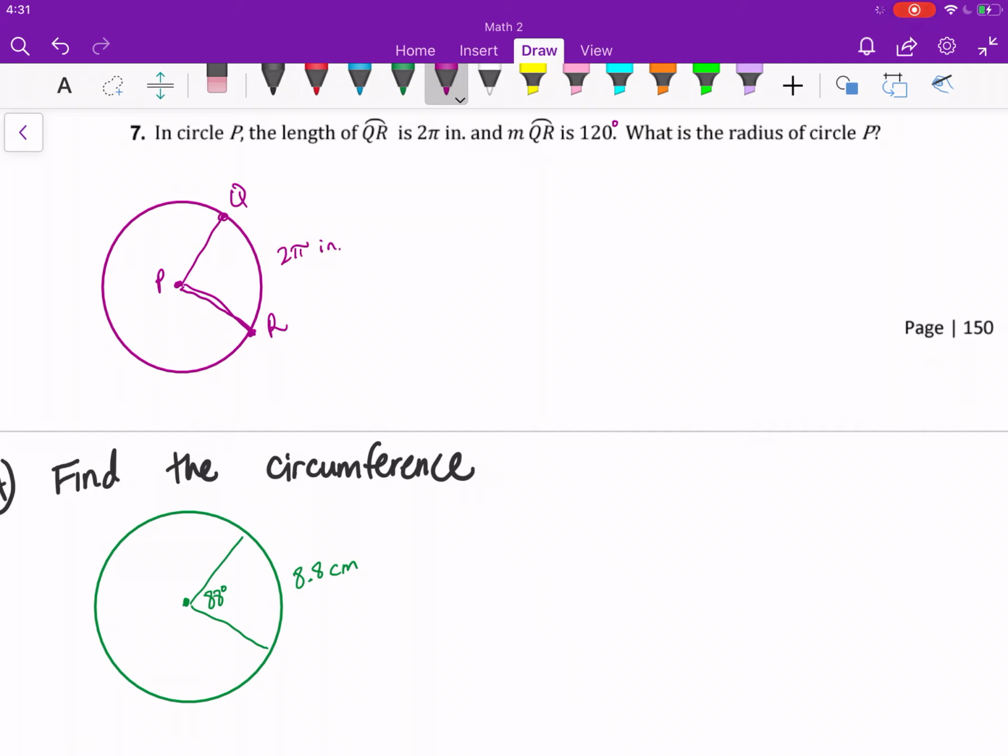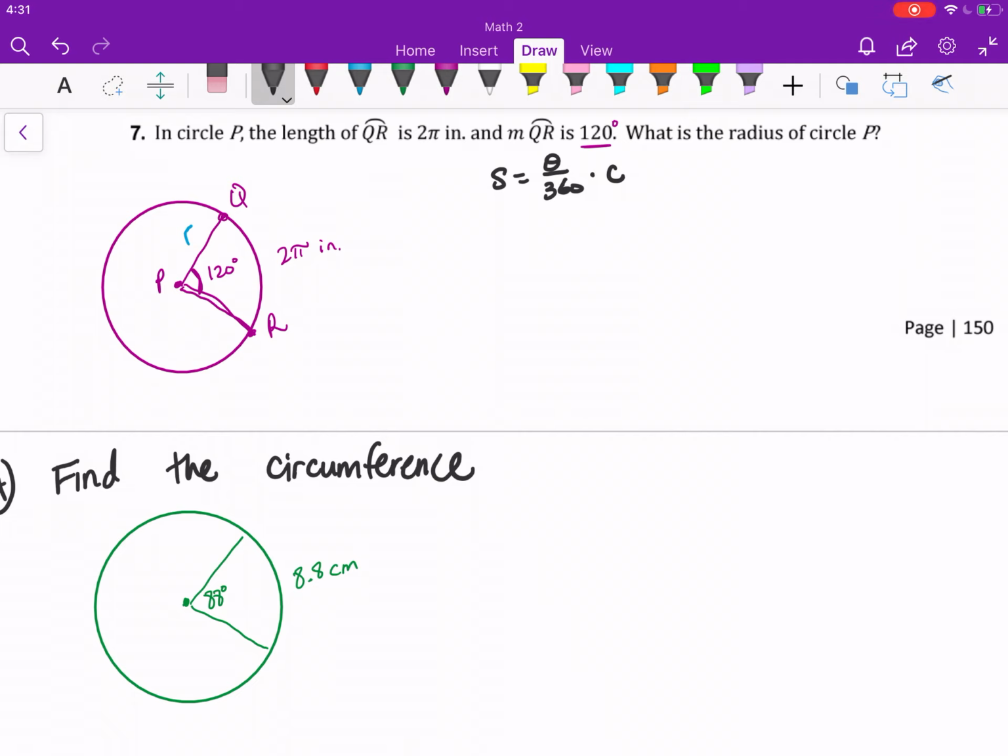Okay. The measure of QR, which will also be the same as the interior angle, or the central angle, is 120 degrees. I put the little degree symbol there because they forgot it. We need to find the radius. Okay, so we actually have to go a little backwards in this problem. So we know arc length is the same thing as theta over 360 multiplied by, I'm going to put C for circumference.